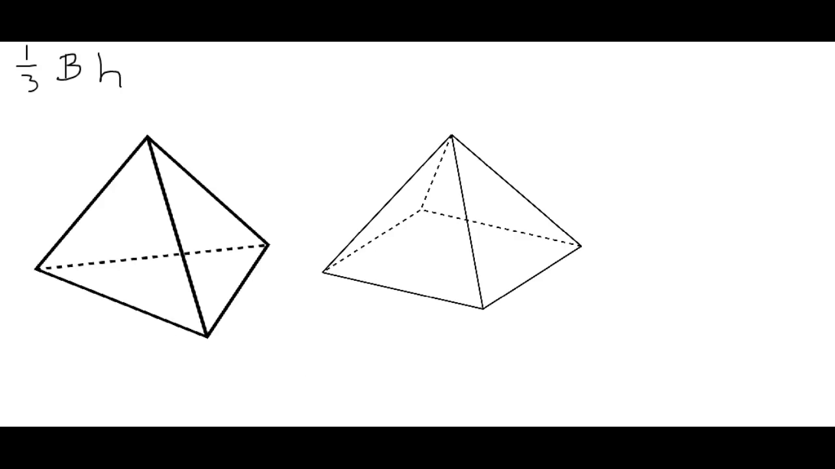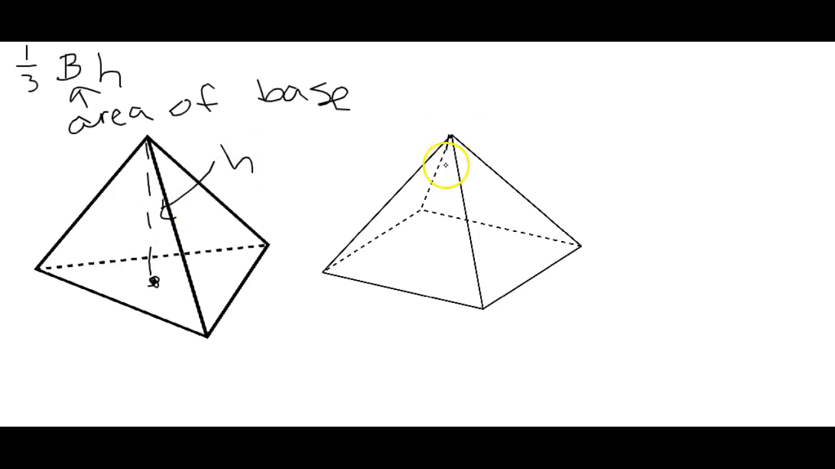Next we have our pyramids. So the formula for a pyramid is 1/3 times a big B. The B is the area of the base times the height of the pyramid. So the pyramid is kind of like a cylinder or cone where you're going down from the vertex to the center of the shape, and that's your height. The base depends on how the pyramid is drawn.